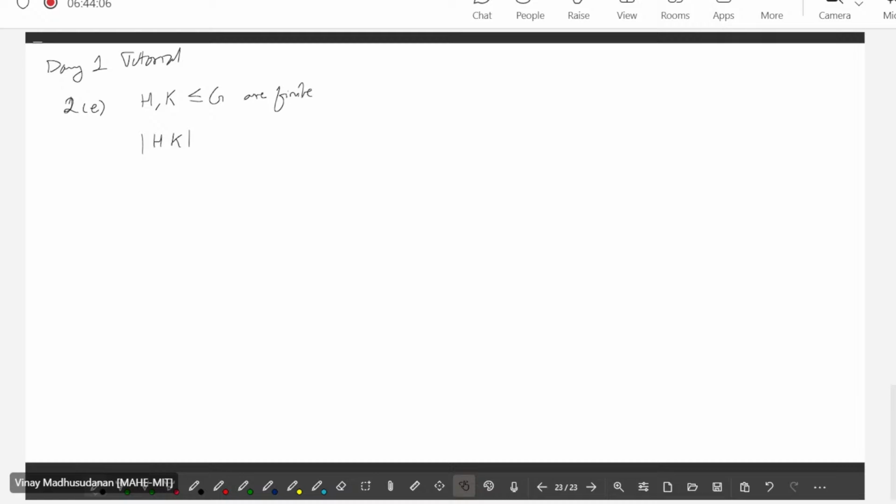Okay, I'll show you a different way of writing it. Let's say H is equal to x1, etc., xn. And K is something similar. The xi's are there in both.